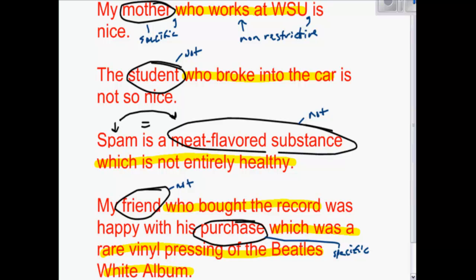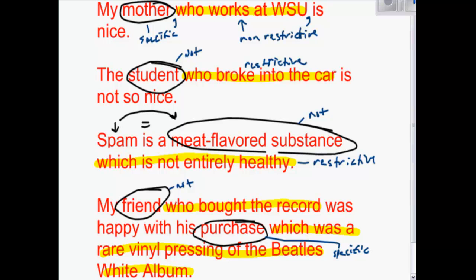Again, it's a second belt. Okay. The student who broke into the car: because the student is not specific, who broke into the car is necessary. It restricts meaning, so we're not going to put commas on it. Restrictive. Spam is a meat-flavored substance which is not entirely healthy. Which is not entirely healthy? That redescribes meat-flavored substance. There's lots of things that taste like meat, right? In fact, what they always say, everything tastes like chicken, right? So this, no commas, it is restrictive.